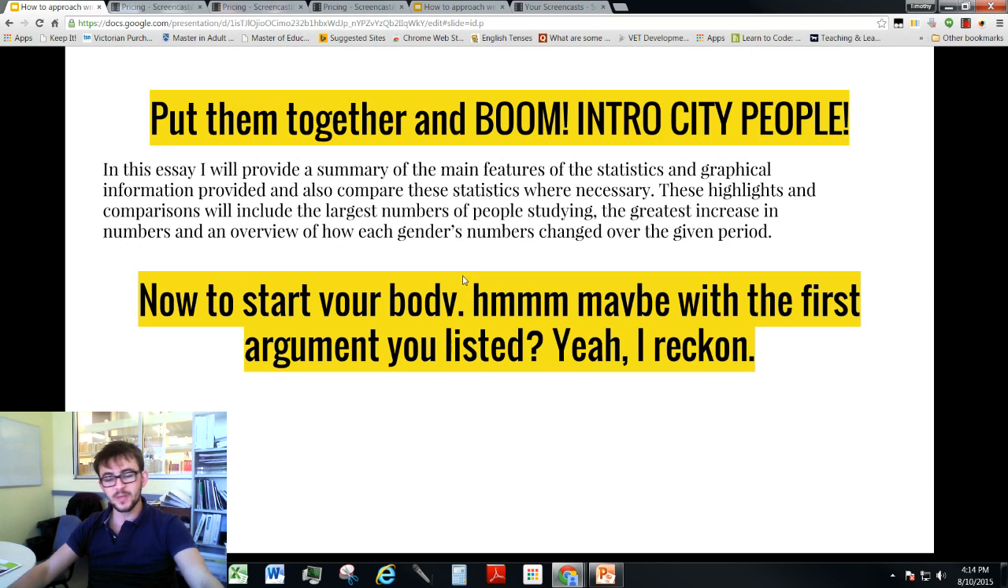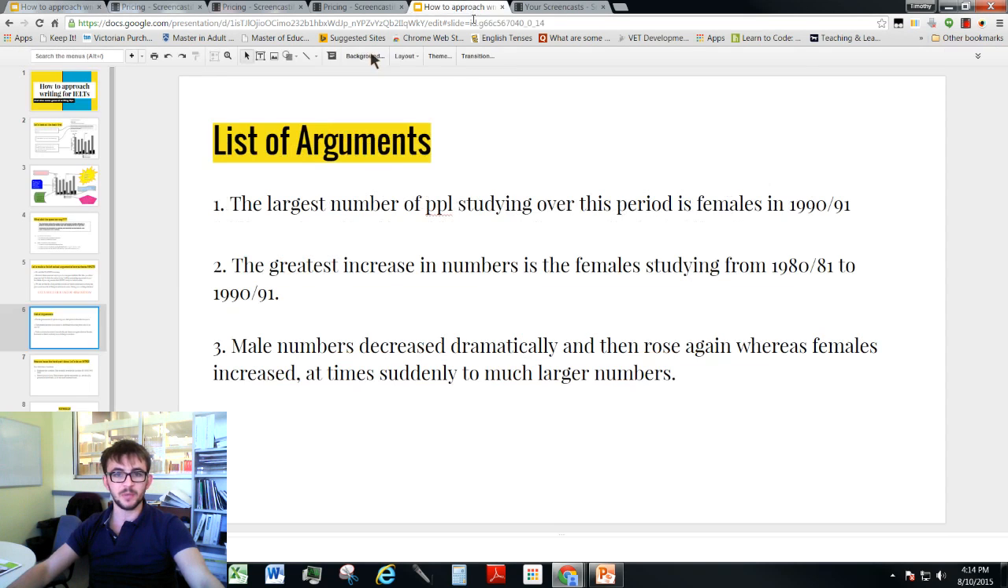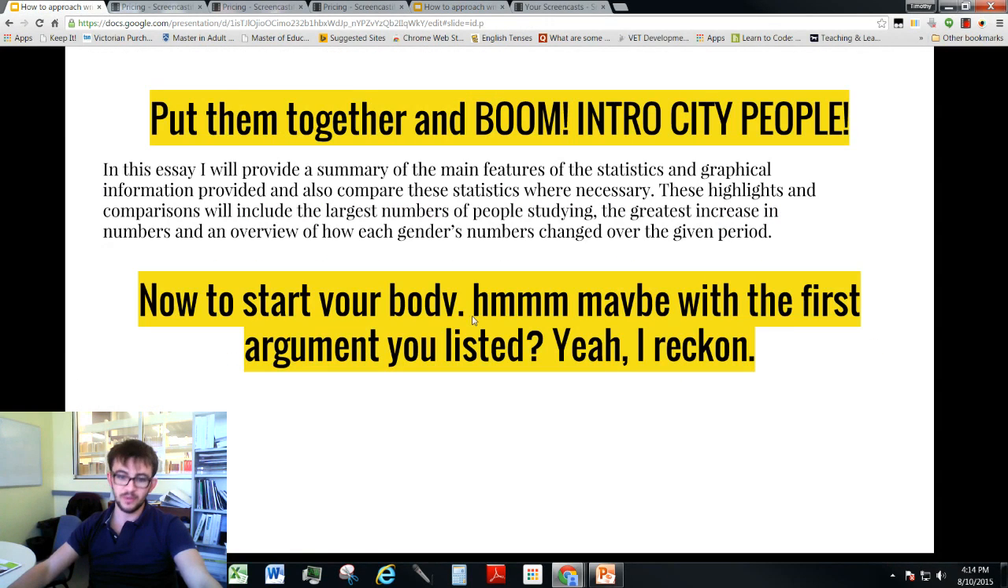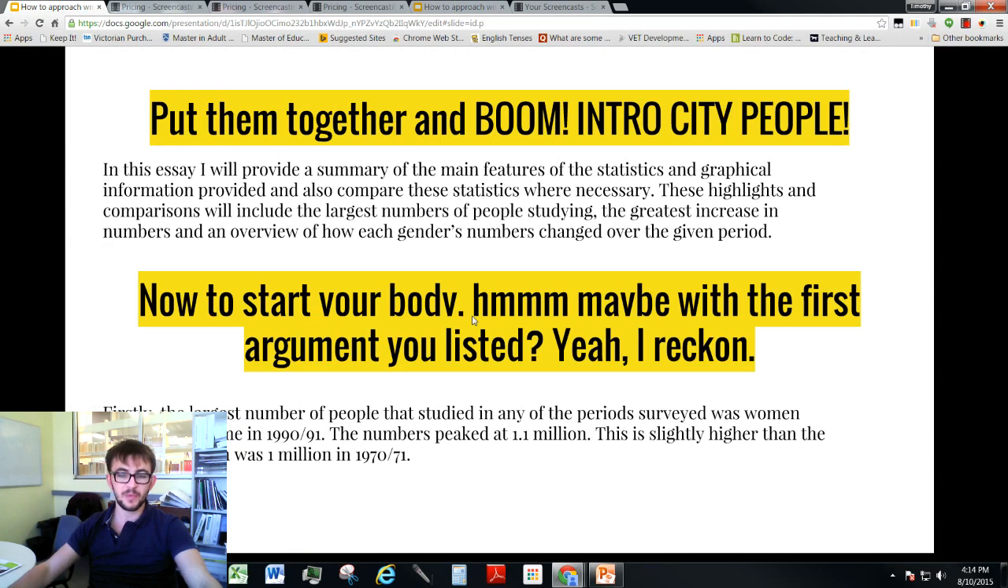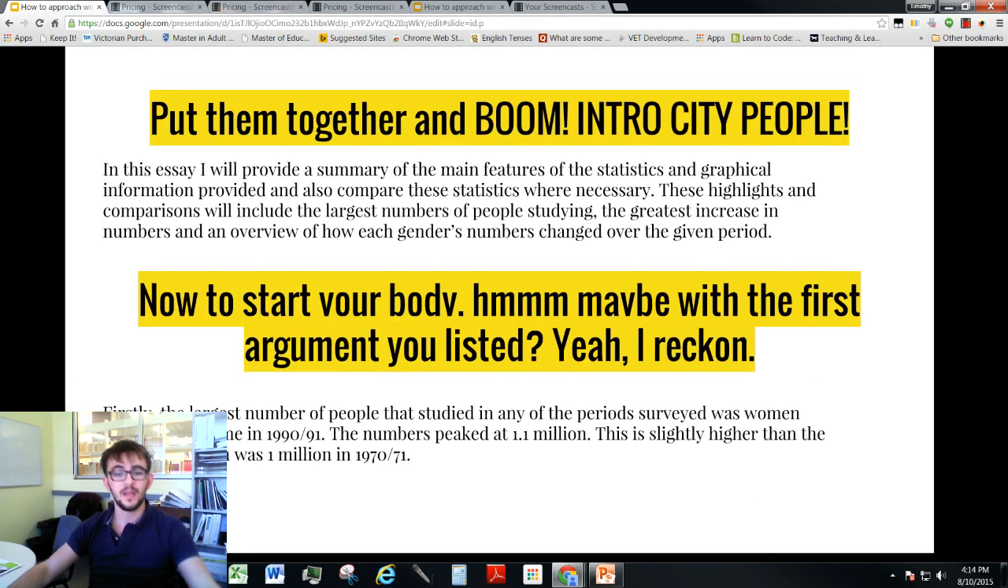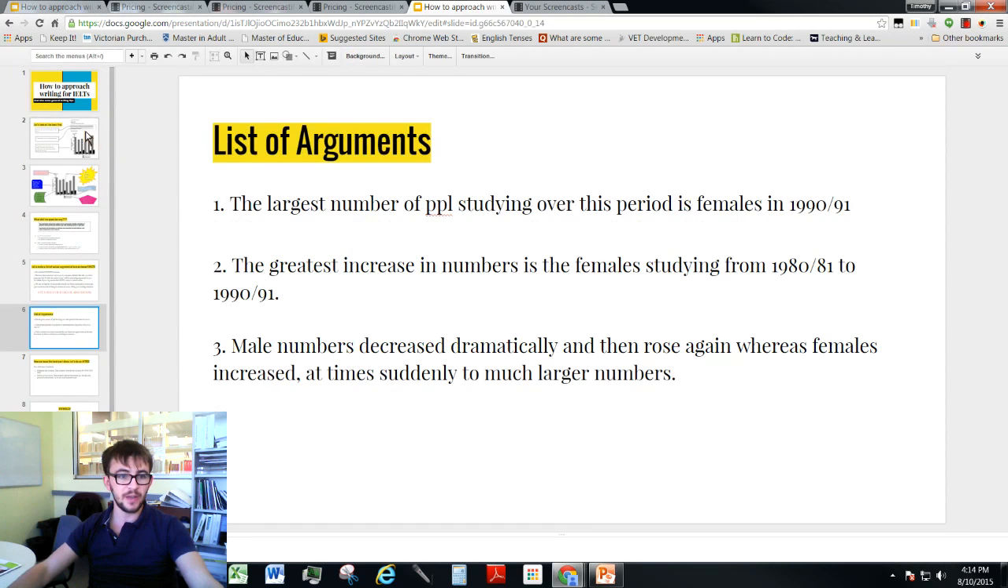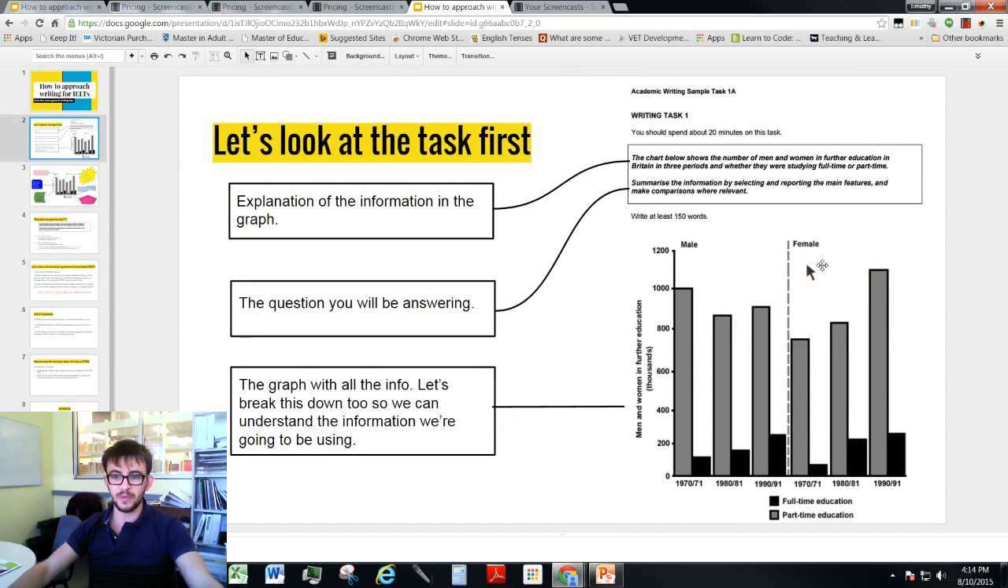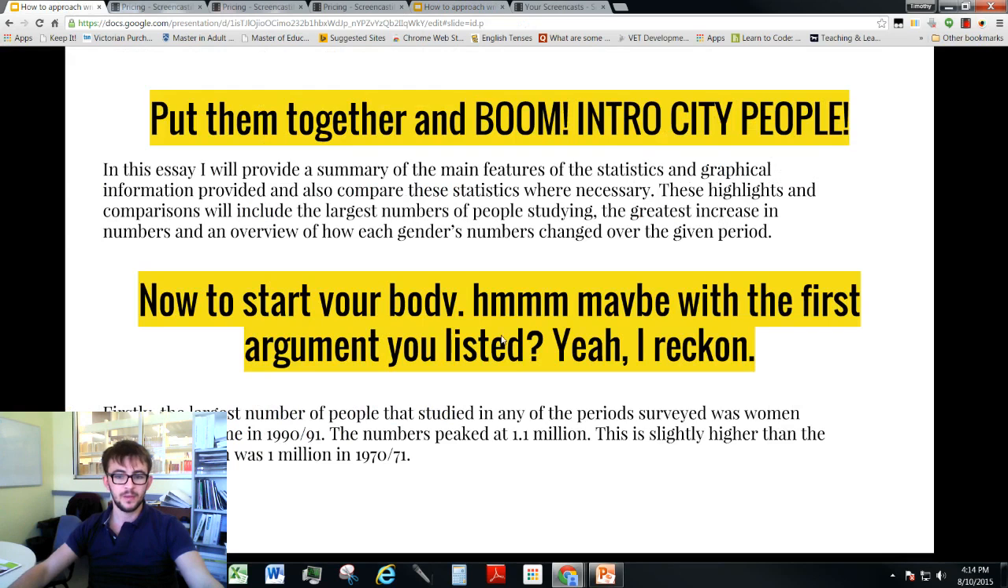Now, you might think, well, where do I start my body? Well, just start with the first argument. What was the first argument that you wrote down? It was the largest number of people studying. So, firstly, the largest number of people that studied in any of the periods surveyed was women studying in 1990 to 91. This is what I wrote here in shorthand. These numbers, I go on a bit further in detail. These numbers peaked at 1.1 million, which you can see on the graph. This is slightly higher than the male peak, which was 1 million. So I make a comparison.